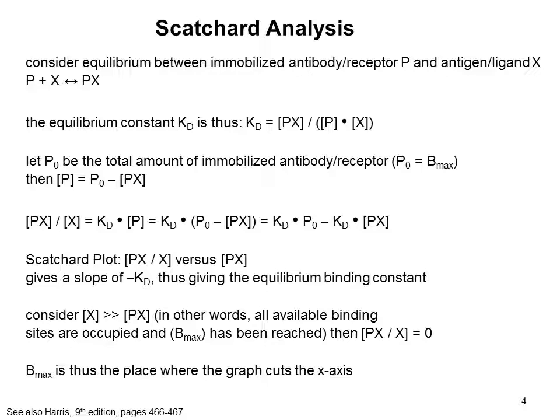Consider that you add more and more ligand to the assay so that all binding sites in the assay or all antibodies are occupied. That means that the concentration of ligand X is much larger than the number of complexes PX, which will approach Bmax as we have seen before. Once all sites are occupied, then Bmax has been reached and PX divided by X has approached zero. That means X is much, much larger, infinitesimally large, and PX is a constant. It is clear that Bmax can never be reached as it is asymptotically approached, so you need to extrapolate a little bit the straight line of a Scatchard plot to zero. If you have a plot PX divided by X against PX, thus the Scatchard plot, and you extrapolate the line to zero, this cutting point will be Bmax.